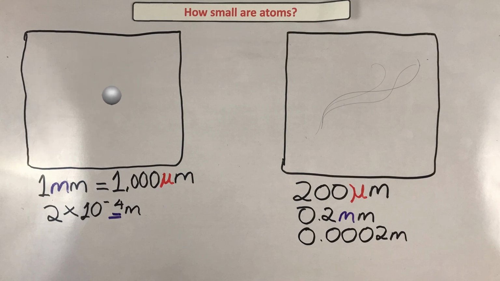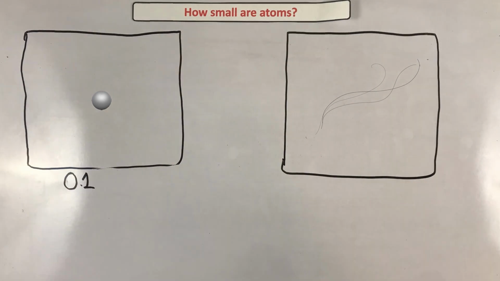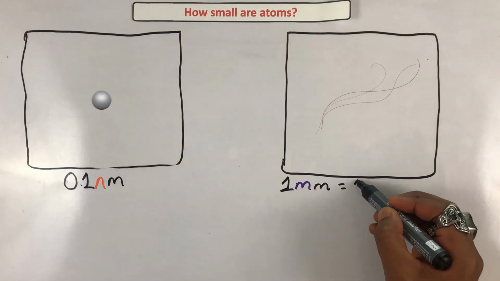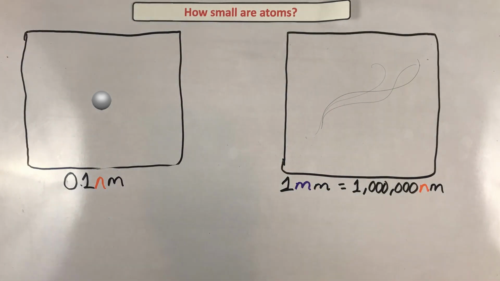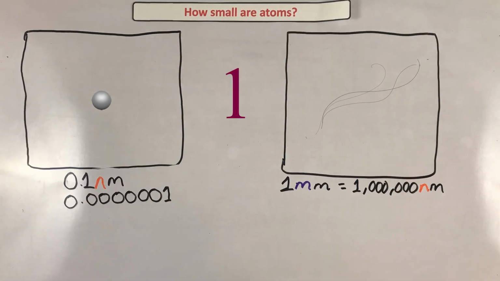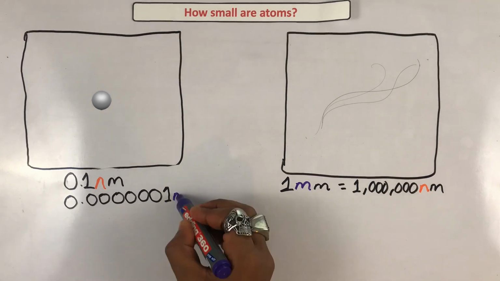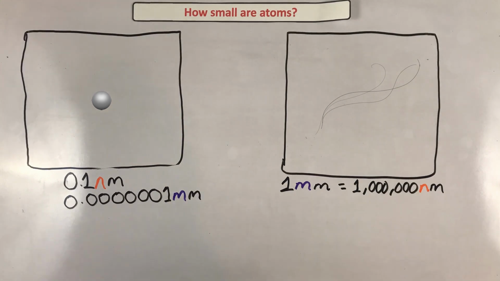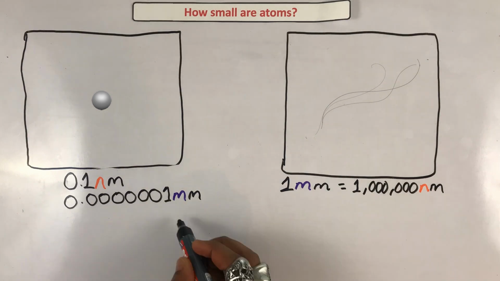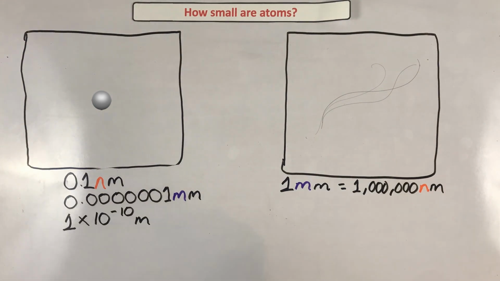An atom is roughly 0.1 nanometers. Since 1 millimeter is around a million nanometers, we can divide our 0.1 by 1 million to get 0.000001 millimeter. Putting this into standard form, we get 1 times 10 to the power of minus 10 meters.